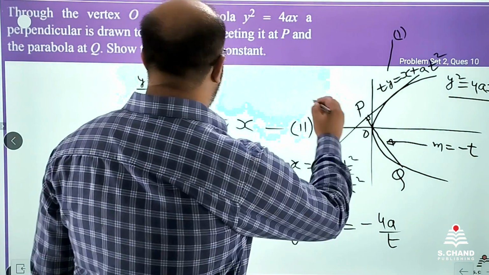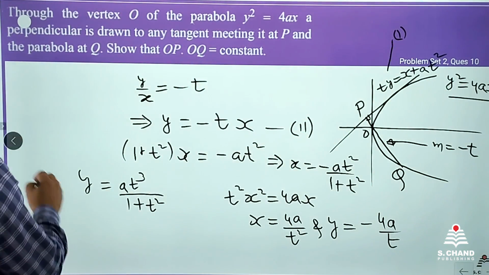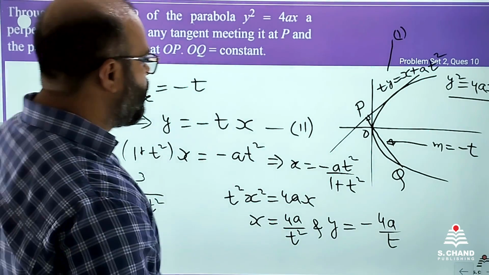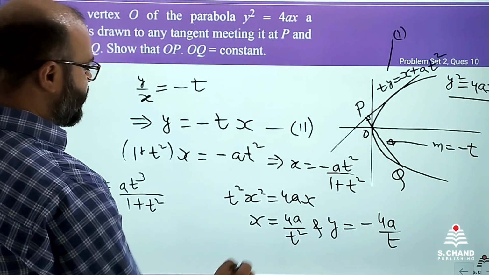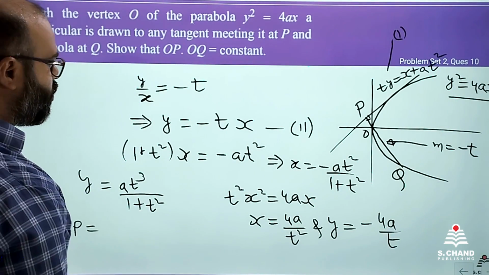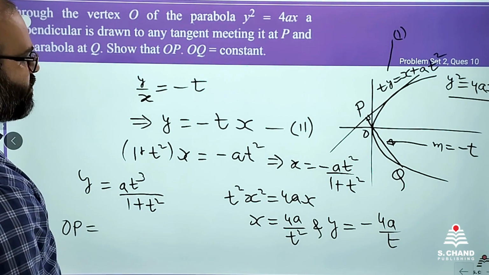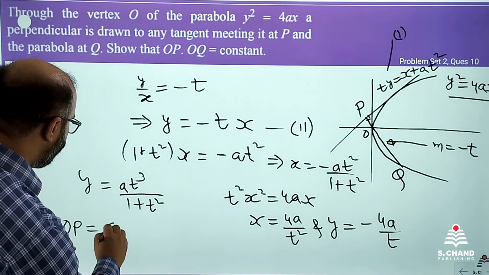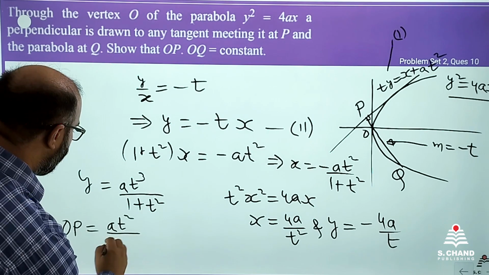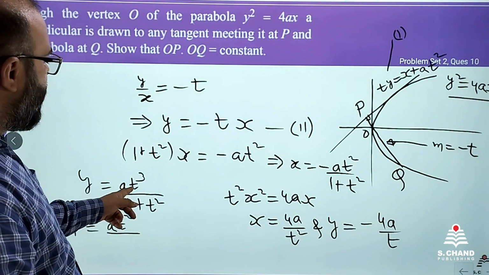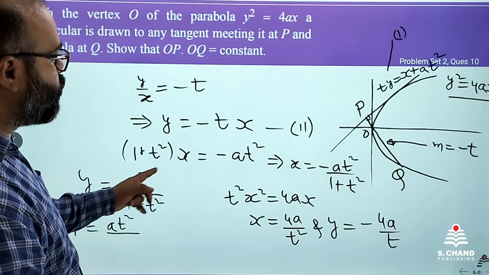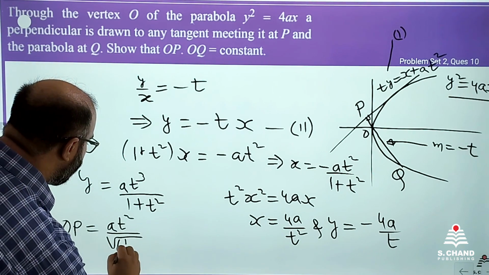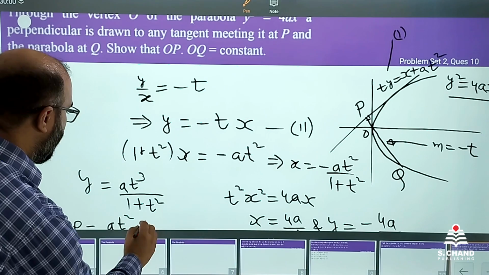Now you find the length OP. So when you find the length OP, that length will be this length from origin. So as we know x also and we know y also, 1 by t square will come outside, and in fact a t square will also come outside, and we will get a t square by 1 plus t square, and we will get t square plus 1 under root. So we will get under root 1 plus t square finally as OQ.